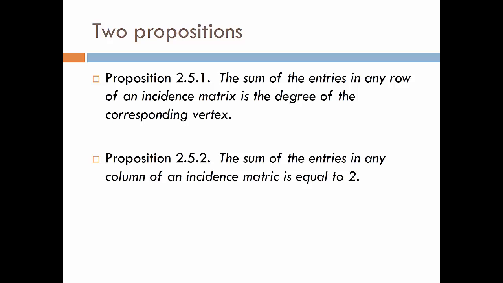Proposition 2.5.1 says the sum of the entries in any row is the degree of the corresponding vertex. That makes sense because it counts the number of times that vertex is incident to an edge. And proposition 2.5.2 says the sum of the entries in any column is equal to 2. Again, that makes sense because given any edge, which is what you're looking at per column, you have exactly 2 vertices that define that edge.